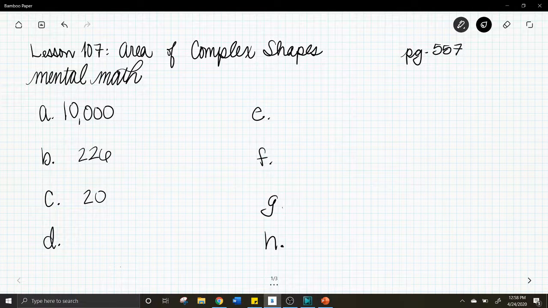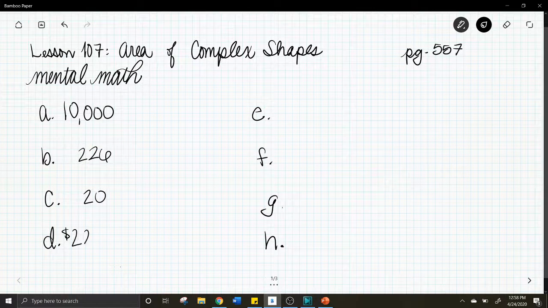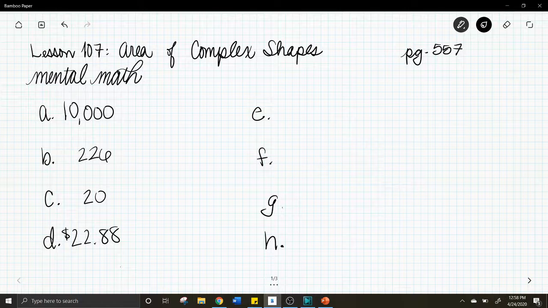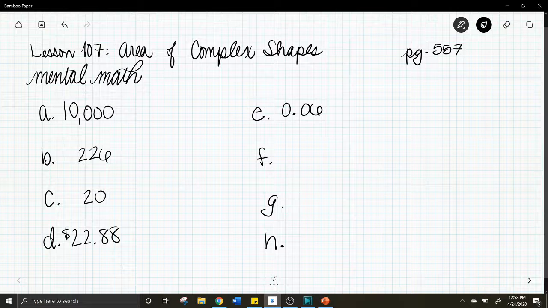Letter D, $12.89 plus $9.99. What is $12.89 plus $9.99? The answer to that is $22.88. Letter E, 6.0, or just 6, divided by 100. What is 6 divided by 100? The answer to that is 6 hundredths, or 0.06. Remember, that one's moving the decimal over.